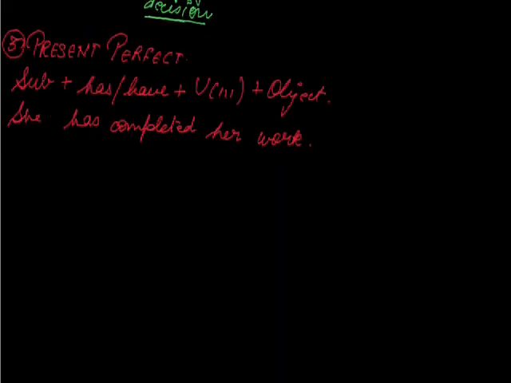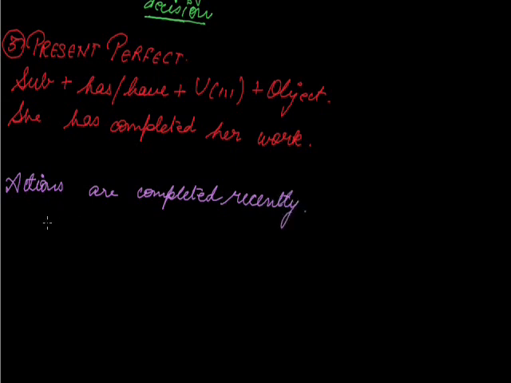Now if we take the uses, present perfect tense is used where actions are completed recently. Suppose you have taken lunch and now someone is offering you to eat something. Now what will you say? That thanks, I have taken my lunch. Why? Because you have recently had lunch, so there is still the effect of that. You are full, you are no more hungry. So what you will say, I have taken my lunch.